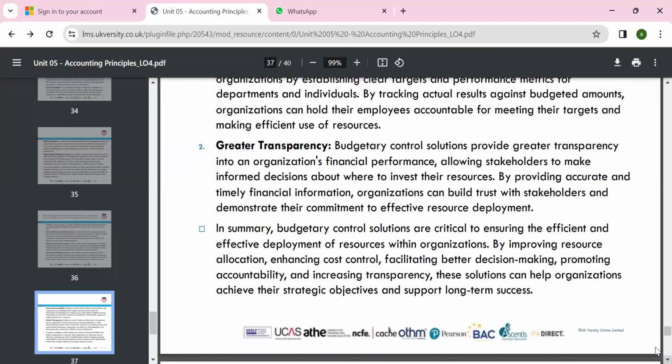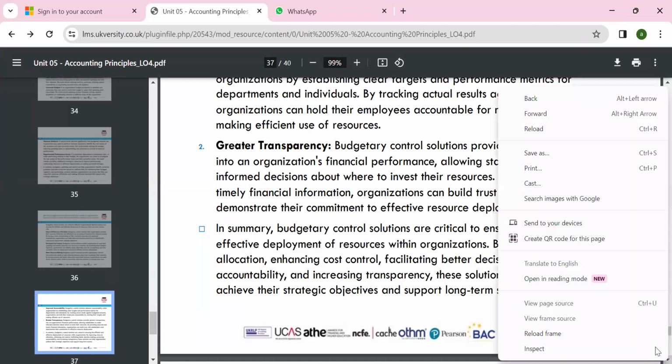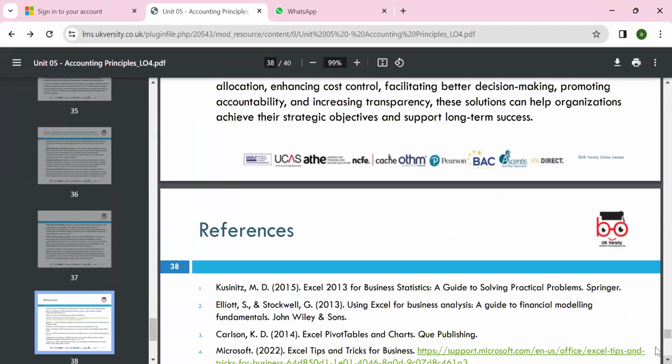In summary, the budgetary control solution is critical to ensure the efficient and effective deployment of resources by improving the resource allocation, enhancing the cost control, facilitating better decisions, promoting accountability, and increasing the transparency within the organization to achieve objectives and long-term success. So that's all about budgeting.